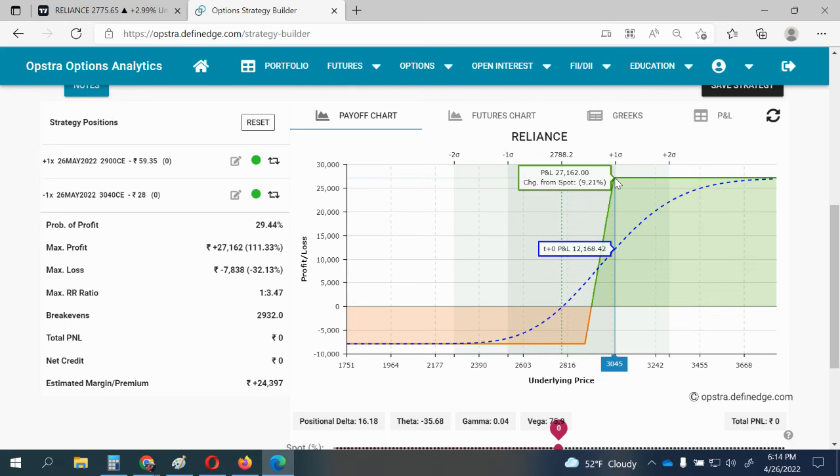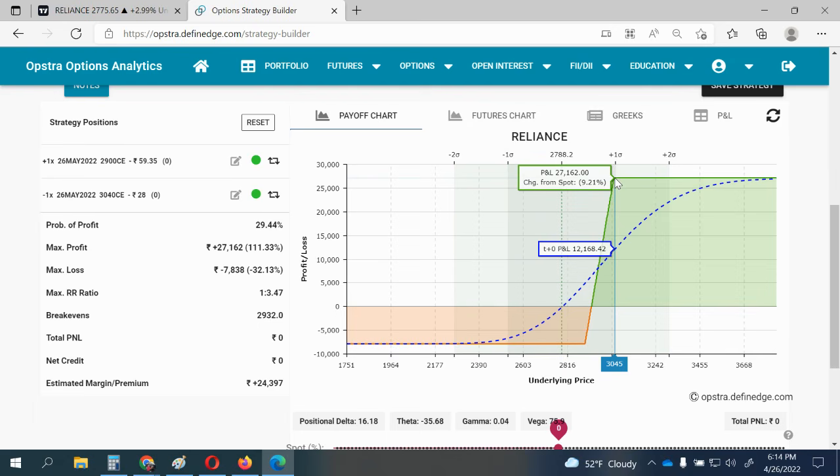Now let's say not on expiry but tomorrow, Reliance makes a move of 9%. Look at the blue box: you will make a profit of 12,168. That is very tentative, not accurate, it depends on the premium and everything, so take a minus or plus of 1,000 or 2,000. At any given day, if Reliance makes a move of 9% tomorrow, you will get about 12,162, which is almost 50% returns on the capital deployed.